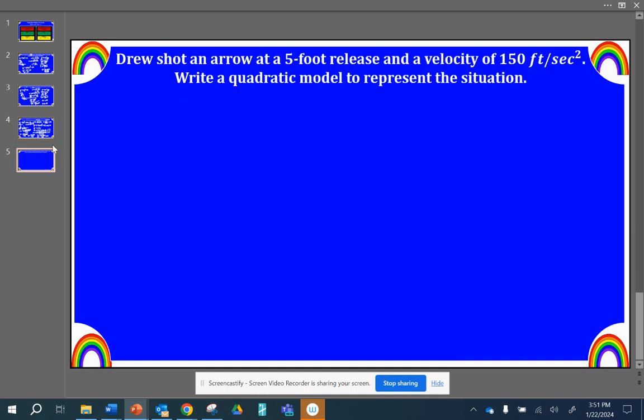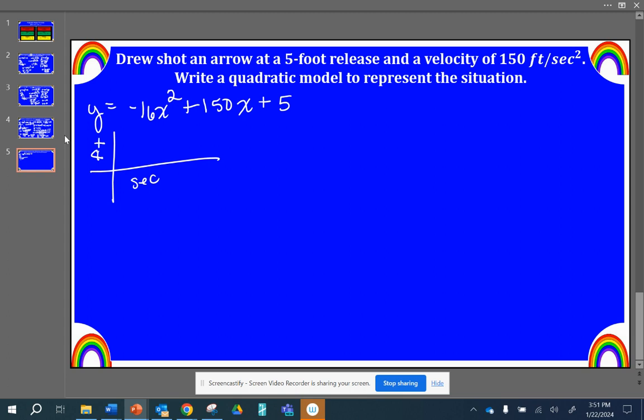Drew shot an arrow at a 5-foot release with a velocity of 150 feet per second. So y equals, talking about feet, so that's negative 16 t squared plus our velocity of 150 times the time, and he released it at 5 feet in the air. So we have seconds, and this is going to be feet. We'll say this is the 5 where he releases it. It's going to be released and go up high and then land on the ground. This is our irrelevant root. We don't need that. So let's find the vertex.